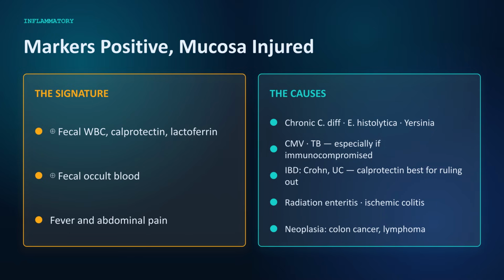Then inflammatory bowel disease itself: Crohn and ulcerative colitis, where fecal calprotectin is most useful for ruling disease out. Finally, radiation enteritis, ischemic colitis, and neoplasia. In an immunocompromised patient, look for cytomegalovirus on biopsy before escalating immunosuppression.